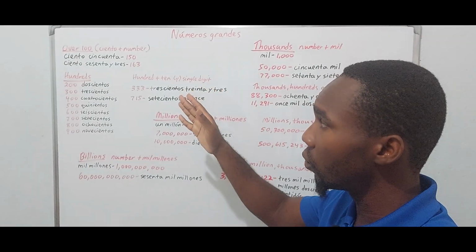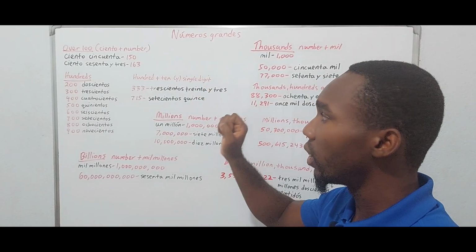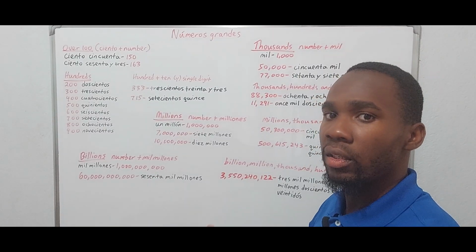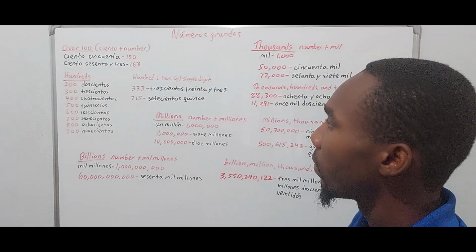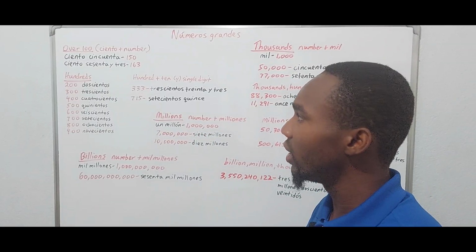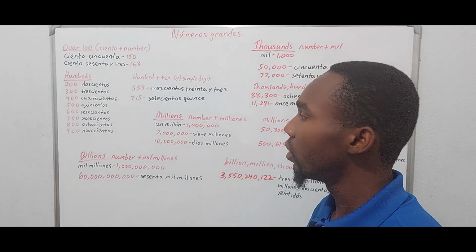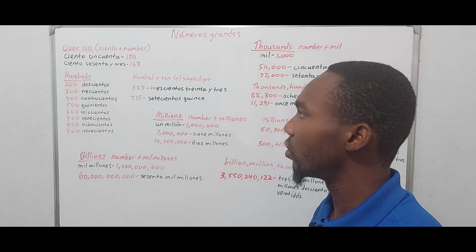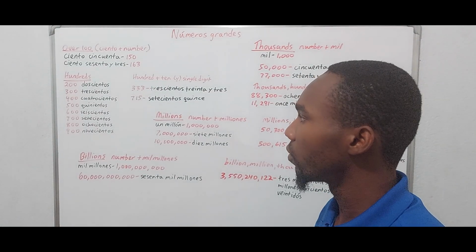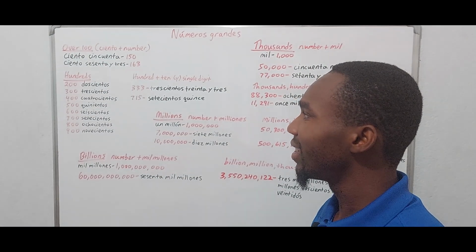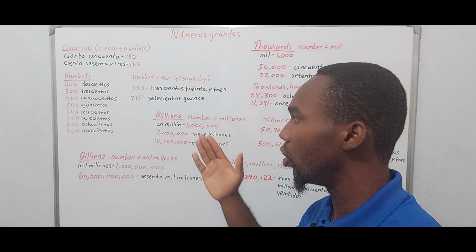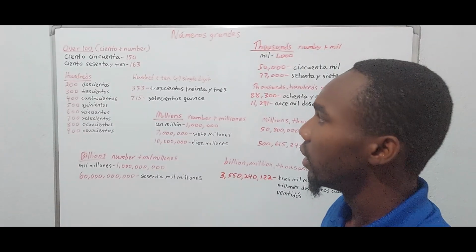That's 101 to 199. So what if we have hundreds now? We're talking about 200 to 900. All right? So let's look at the hundreds. 200, 300, 400, 500, 600, 700, 800, and 900. Now, these are the hundreds.